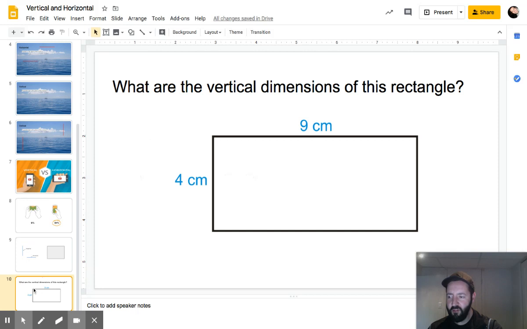So you may see at some point a question that looks like this. What are the vertical dimensions of this rectangle? And so knowing what you know about our terminology today, you should hopefully know that vertical is up and down. And so we can just read that number right off of this figure here. The vertical dimensions are 4 centimeters. So to answer this, I'm just going to circle it because that's the vertical dimension there. So no sense in writing that twice.